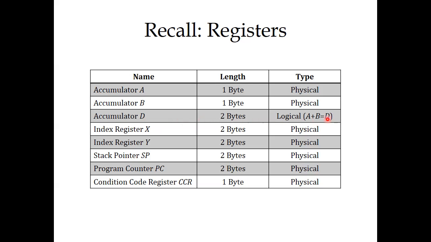So D does not exist. Whenever you say D, that means A followed by B. You see what I'm saying? So basically D is a combination of A and B. So there is no D in reality, okay? But we use D, we write D, we have instructions with D, but D does not exist, okay?